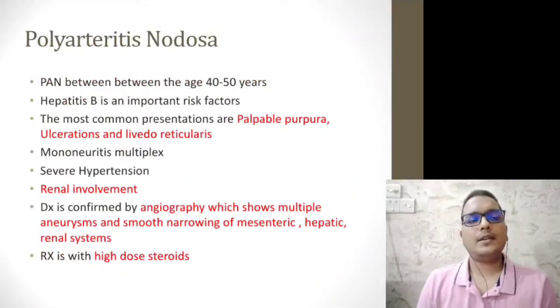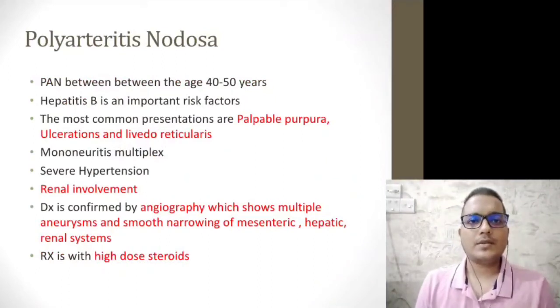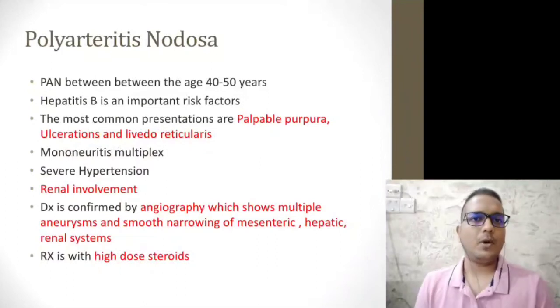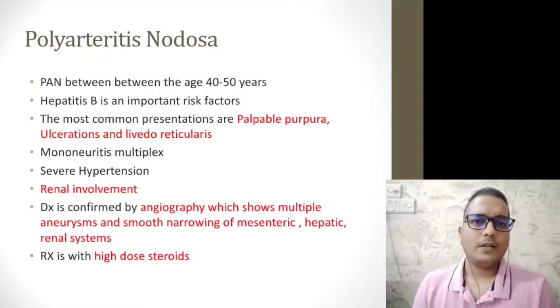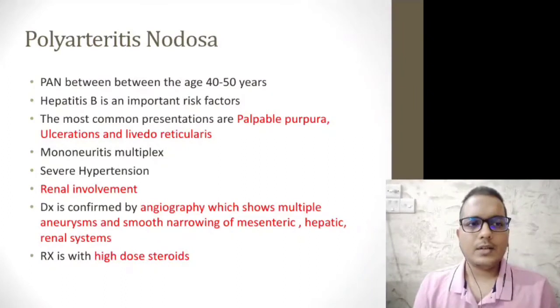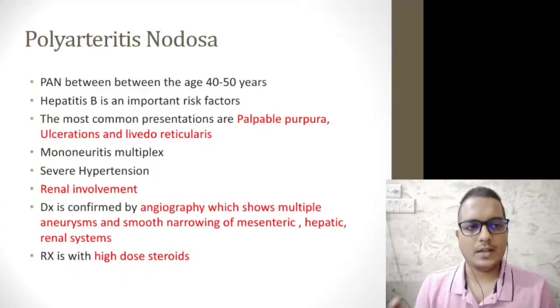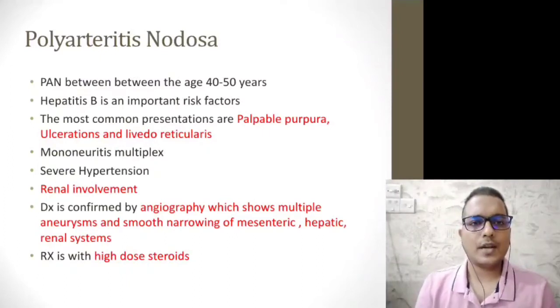Now we come towards the medium vessel vasculitis, which are polyarteritis nodosa, PAN, and Kawasaki disease. So for polyarteritis nodosa, generally we need to know some important things. PAN is always or mostly associated with hepatitis B infection. So hepatitis B is very important. Polyarteritis nodosa and hepatitis B, these are very important terms.